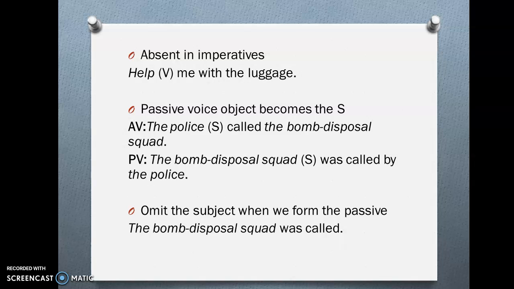In passive voice structures, the object will occupy the position of the subject. For example, in active voice, the police call the bomb disposal squad. But in passive voice, the bomb disposal squad takes the position of the subject. And normally, we tend to omit the original subject when we form the passive. Yes?